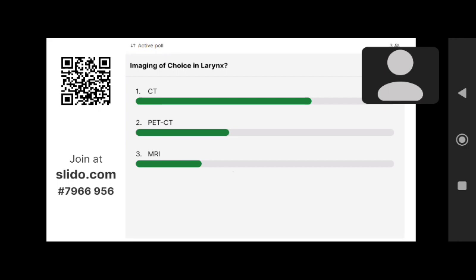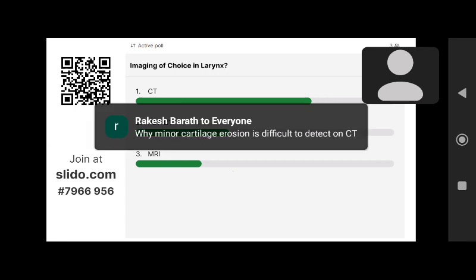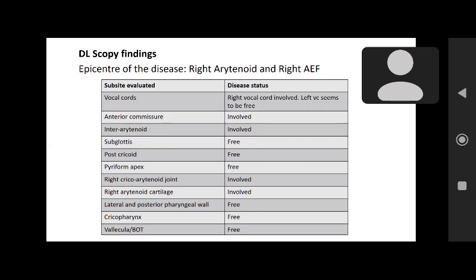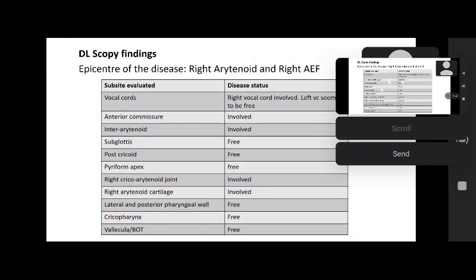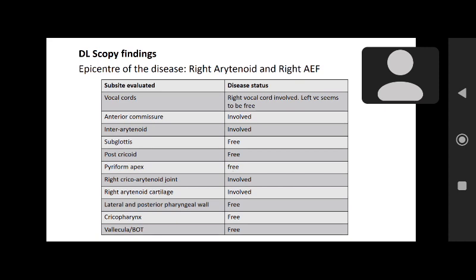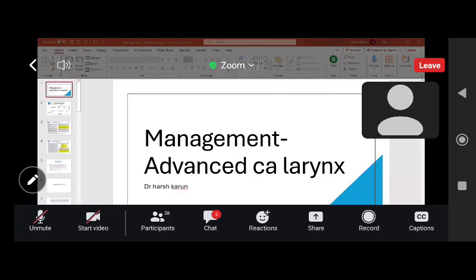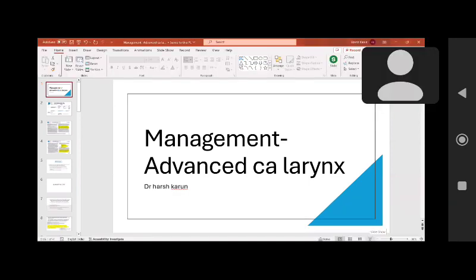Let's move on. The next part of the presentation will be by Dr. Harsh. So, minor cartilage erosion is difficult to detect on CT scan because, like Shinjita said, the three grades of infiltration of the cartilage are inner cortex, marrow, and outer cortex. And that is actually a game changer. Till the time it is the inner cortex, you can preserve the larynx. The moment it goes beyond that inner cortex, you cannot preserve the larynx. And it has been shown that marrow infiltration, like even in the mandible, is better or more sensitively seen on an MRI. So if you have that critical decision making, you must add an MRI over a CT scan.